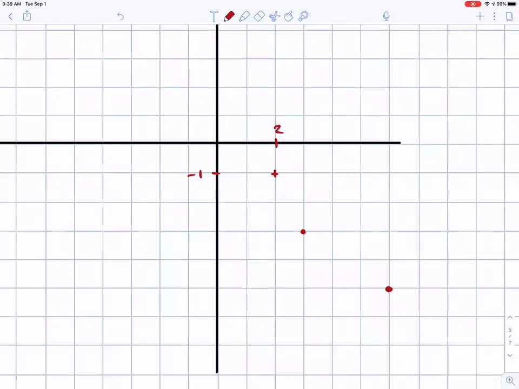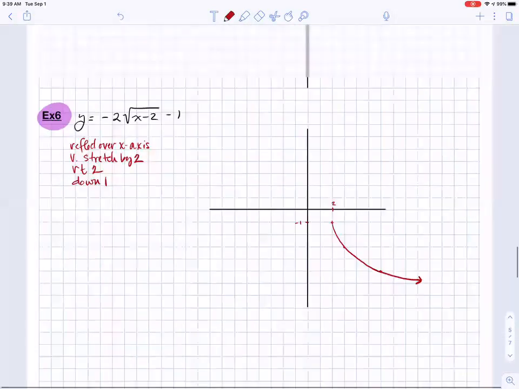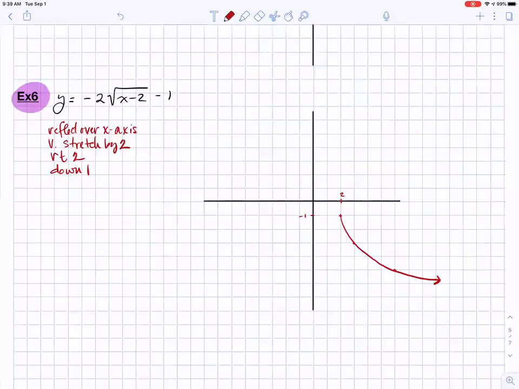And now I have enough to be able to draw my swoop correctly with a good width. So it's going to look something like that. Okay, this particular question did not ask for domain and range, so we're good on that.